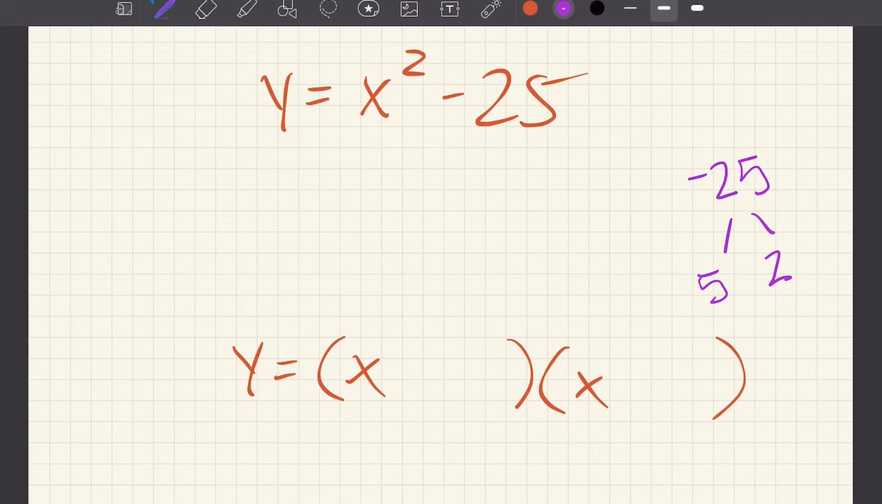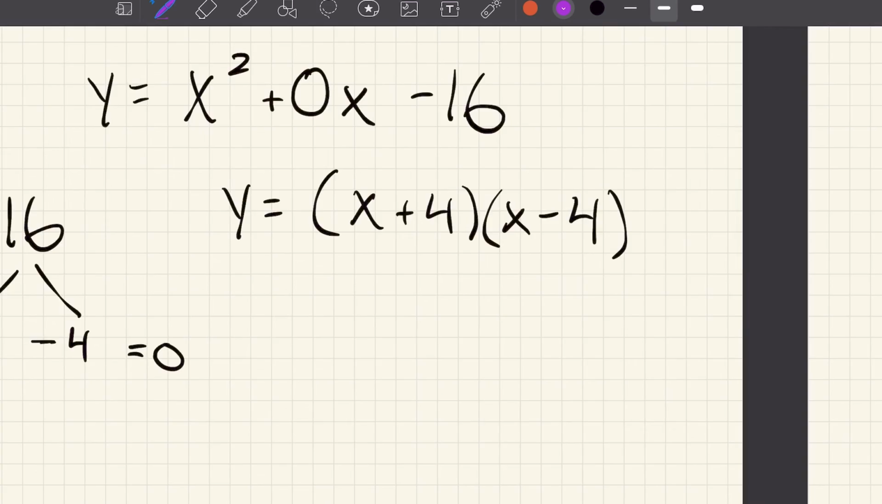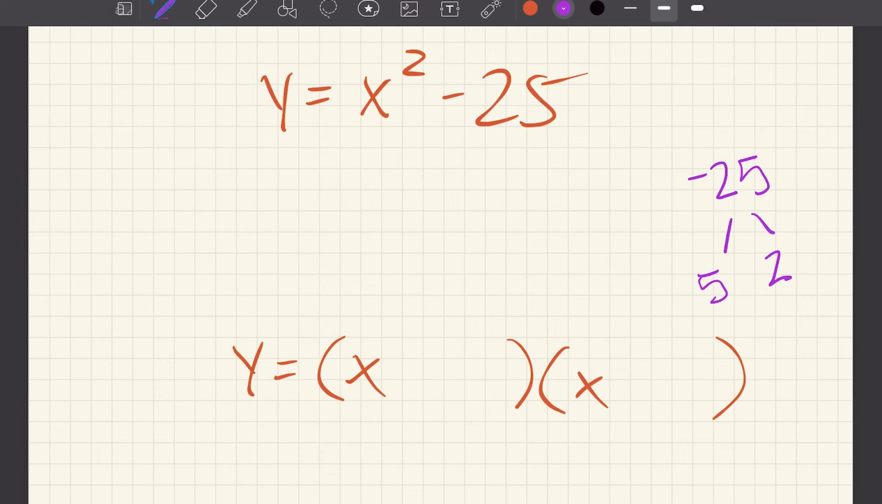I don't know. Let's come back here. In this case, we were looking for 2 numbers that multiplied to negative 16 and added to 0. There you go. I think you were thinking of 5 squared. It tripped you up a little. So then just negative.